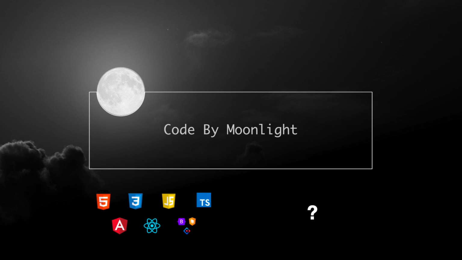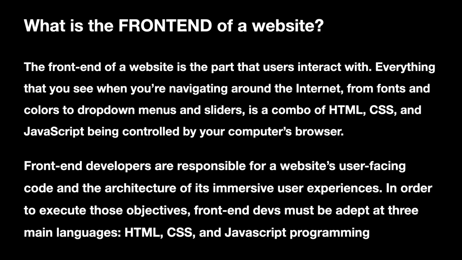So now you hear the term front end. So let's talk about the front end. What is the front end of a website? I have slides here that I will share when I'm done with this video. It's going to be in the description. Simple, the front end of a website is the part the users interact with. So everything you see when you are navigating around the internet, from the font, the colors, drop-down menus, sliders, it's all a combination of HTML, CSS, and JavaScript, and it's being controlled by your computer's browser.